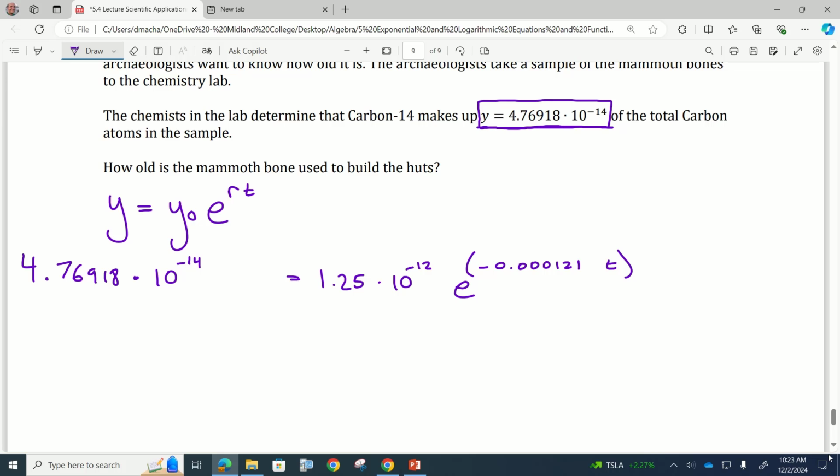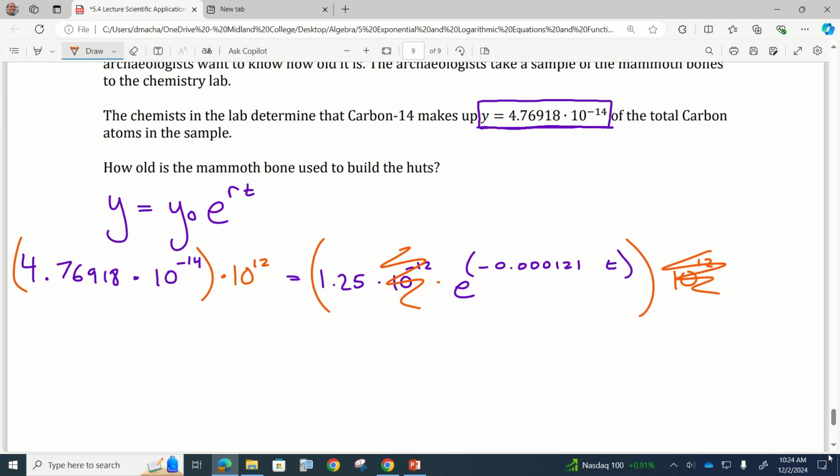Okay. So one thing I might think to do is say I've got 10 to the negative 14 on this side and 10 to the negative 12 on this side. Let me go ahead and take both sides of the equation and multiply by 10 to the 12th power. And on the right side of the equation, I've got 10 to the 12th power times 10 to the negative 12th power. So if I add the exponents, then negative 12 plus positive 12 is 0, and 10 to the 0 power is 1. And so these cancel each other out.